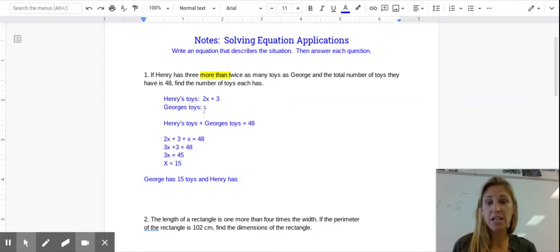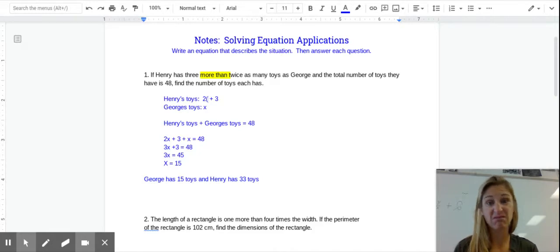Well, if George is 15, that's what X is. Well, we said Henry was 2x plus 3. So I'm going to substitute 15 in for X. So I'm taking out X and putting in 15. 2 times 15 plus 3. So 2 times 15 is 30 plus 3. Henry has 33 toys. All right, good.